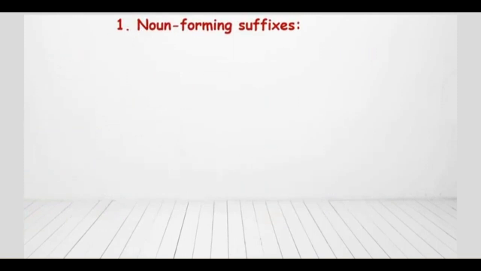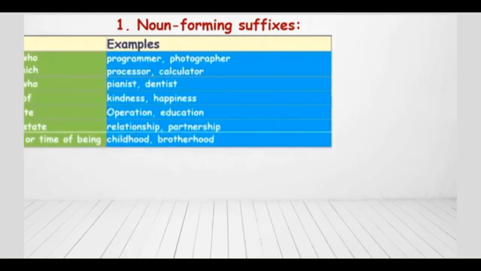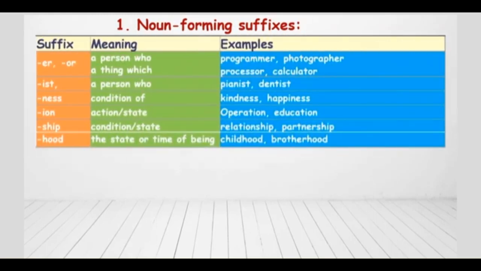Number one, noun forming suffixes, which means we can form nouns using suffixes. We can form verbs using suffixes. We can form adjectives using suffixes. And we can also form an adverb using a suffix. Look at this chart. So we have the suffix, the meaning of the suffix, and an example or examples.